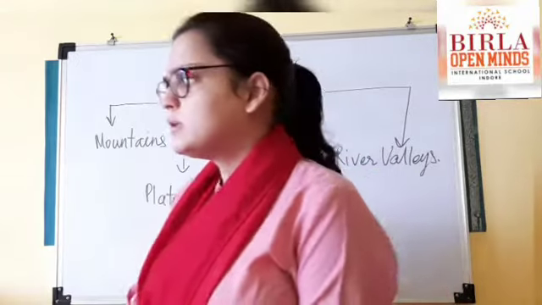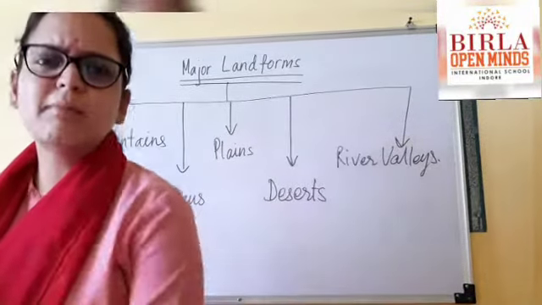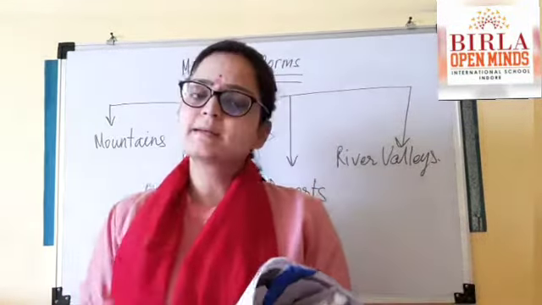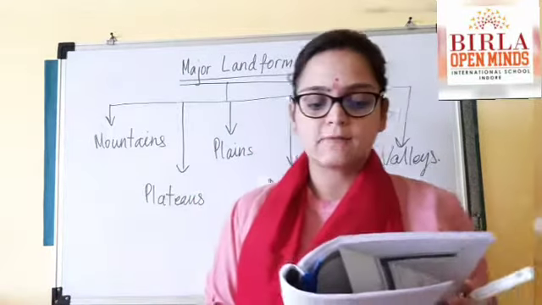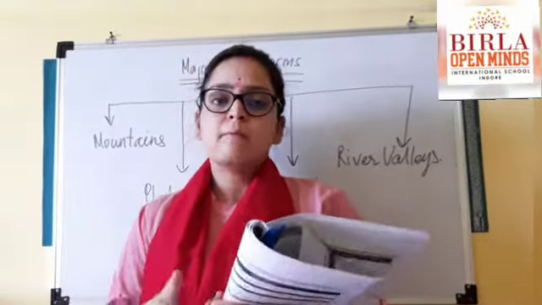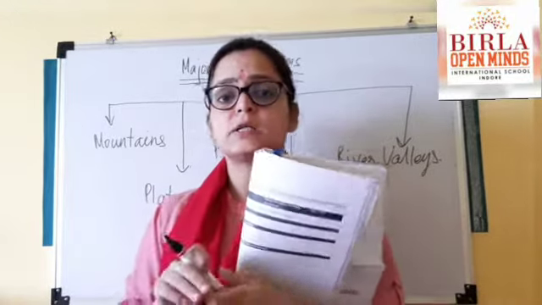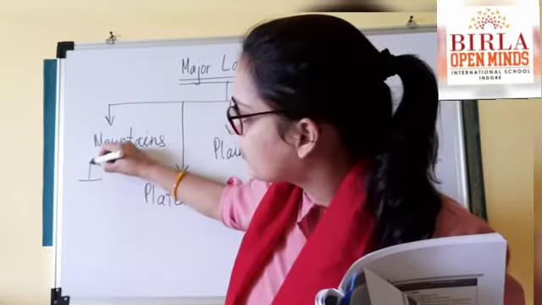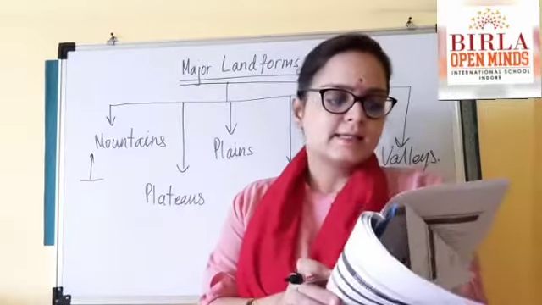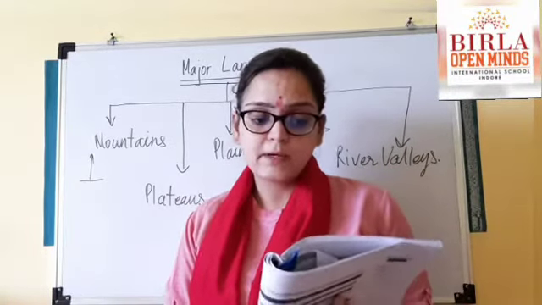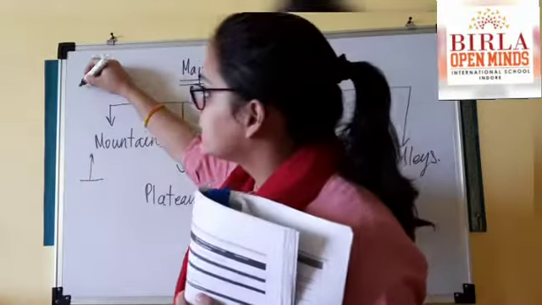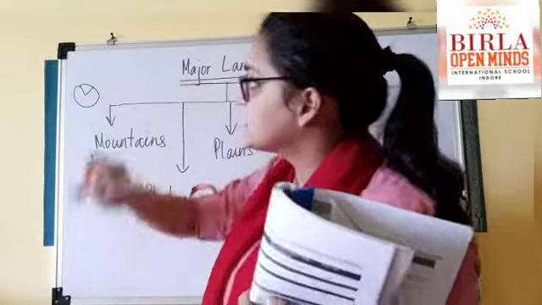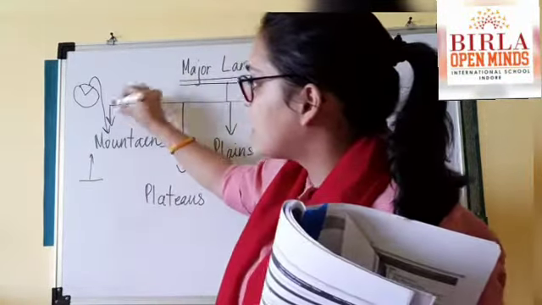Now, what do you understand by the word mountain? What do you mean by the word mountain? Okay, what is a mountain? A mountain is a huge mass of land which rises more than 900 meters above the sea level. So if this is the sea level, a mountain is a landform which rises more than 900 meters above the sea level. Mountains cover around 24% of the total area of the earth. So of the total area of the earth, 24% is covered by mountains.